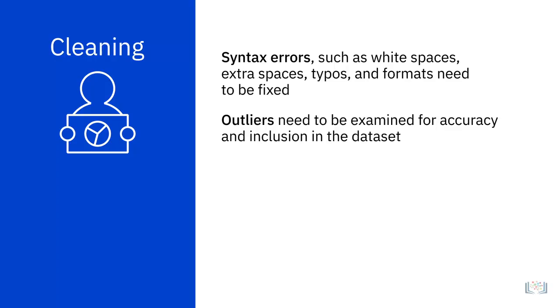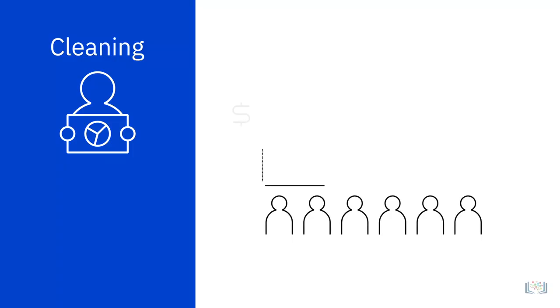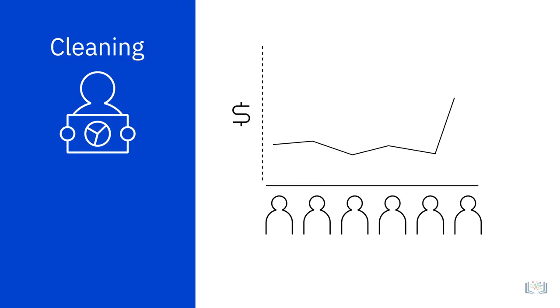Now, let's consider a group of people where the annual income is in the range of $100,000 to $200,000, except for that one person who earns $1 million a year. While the data point is not incorrect, it is an outlier and needs to be looked at. Depending on your use case, you may need to decide if including this data will skew the results in a way that does not serve your use case.